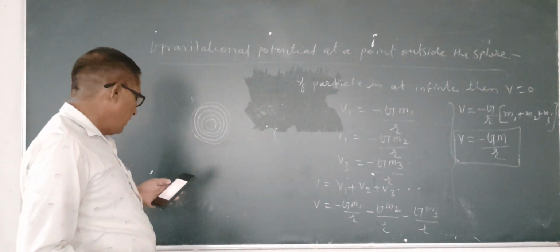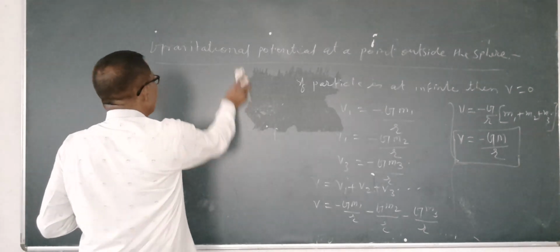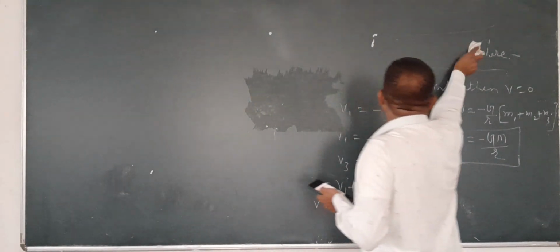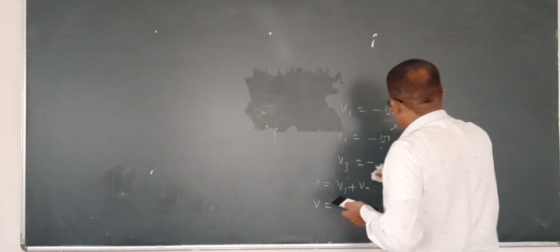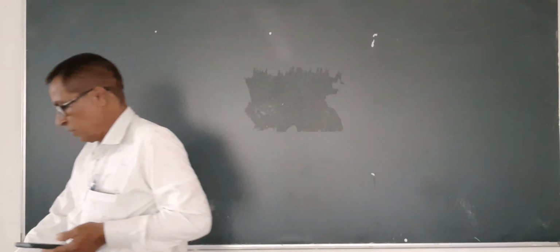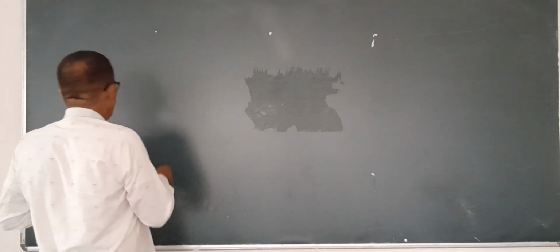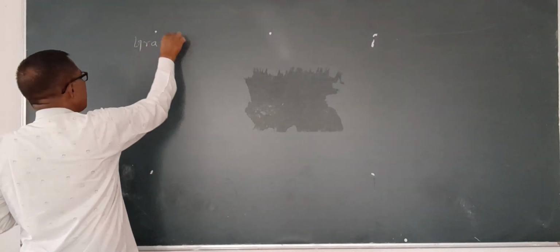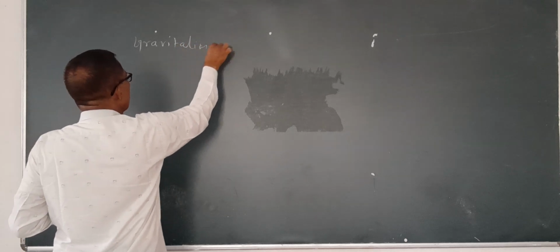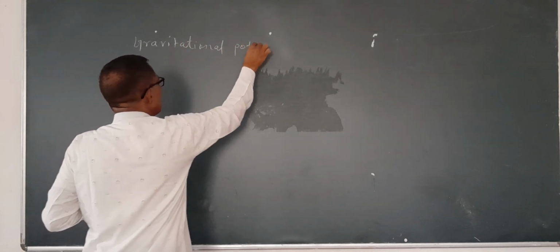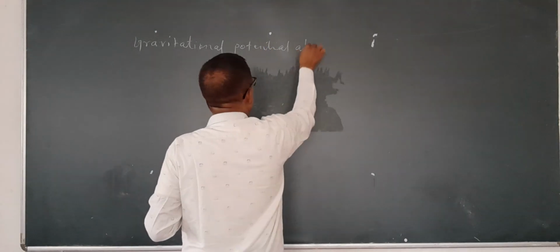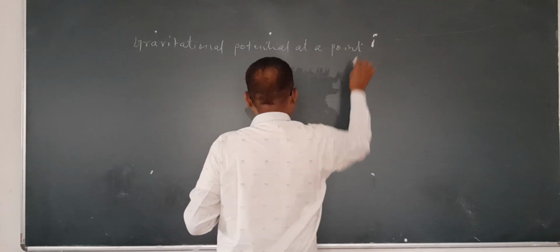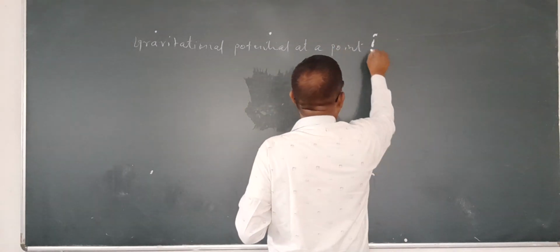Now, the next point is the gravitational potential at a point inside the solid sphere.